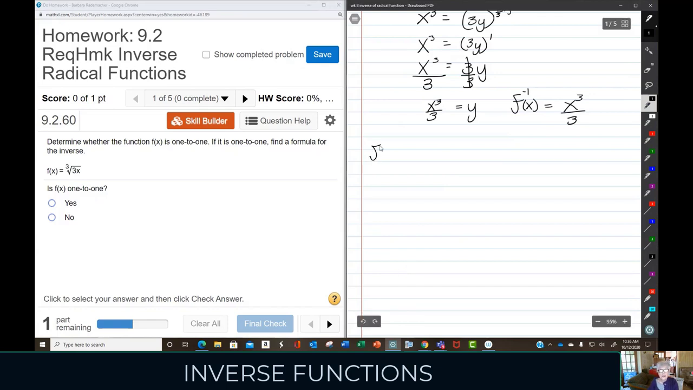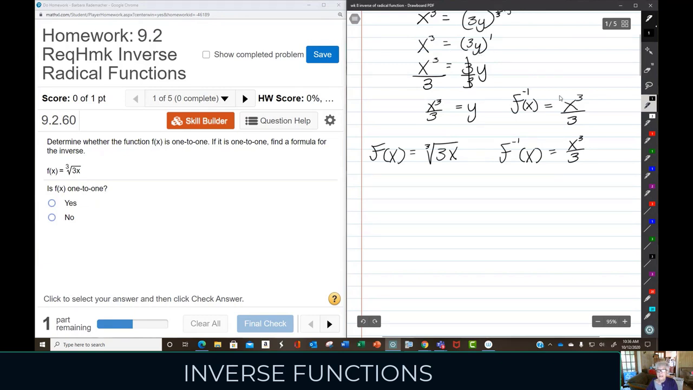So the original function f of x is the cube root of 3x, and its inverse, f inverse of x, is x to the third power over 3.